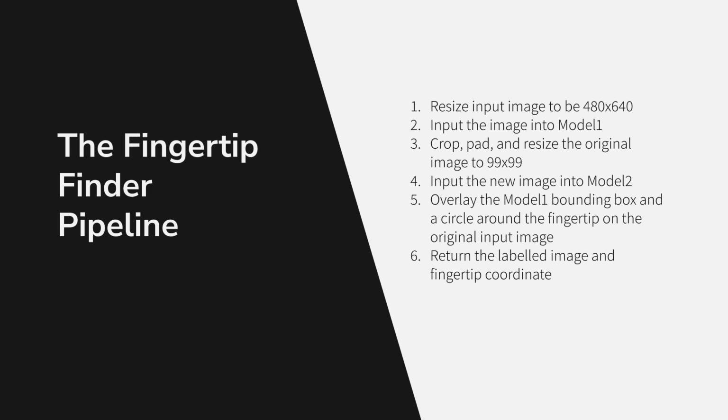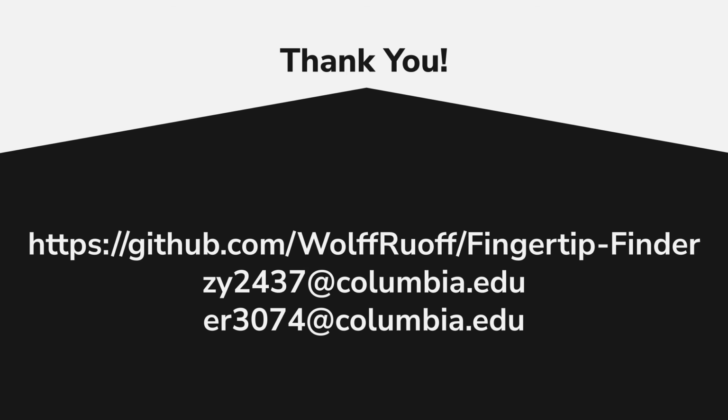Once it's input into Model 2, we get our coordinate of the fingertip, and we overlay Model 1's bounding box on the image as well as a circle around the fingertip on the original input image. And then with that new labeled image, we'll return that as well as the fingertip coordinate. As you can see from this video, we're getting approximately 30 FPS on it, which is quite good. And you can see that it's effectively tracking the hand as well as the fingertip. Thank you very much.